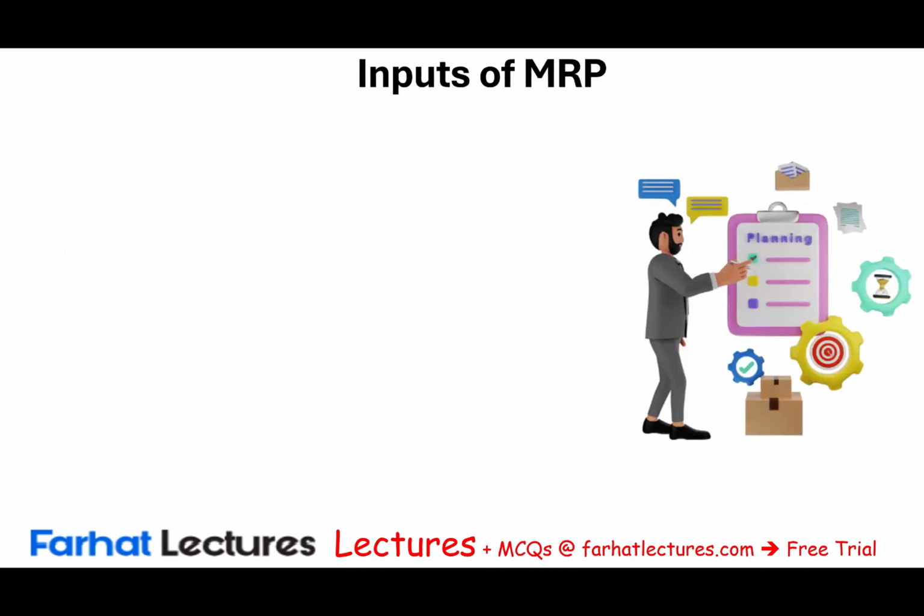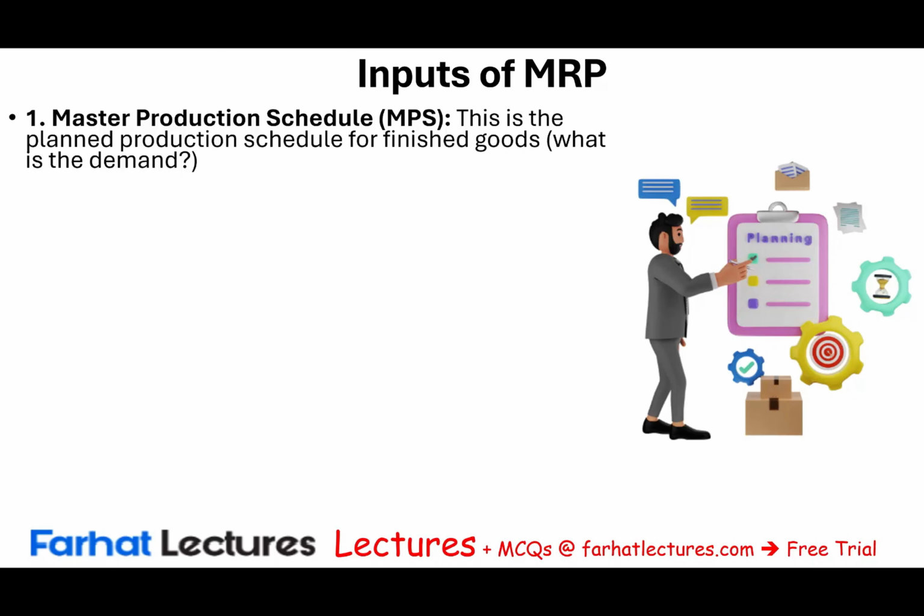Now, there are inputs of MRP. We call them inputs. What are those inputs? We need them to start production. The first thing is the master production schedule. Basically, we need to know what is the demand for the product. In our example, what is the demand for bicycles? This is the planned production schedule for finished goods.